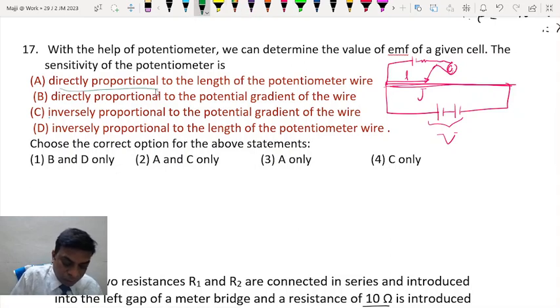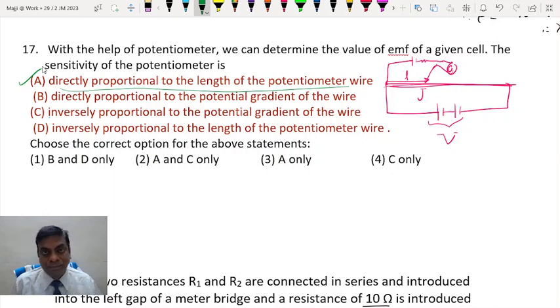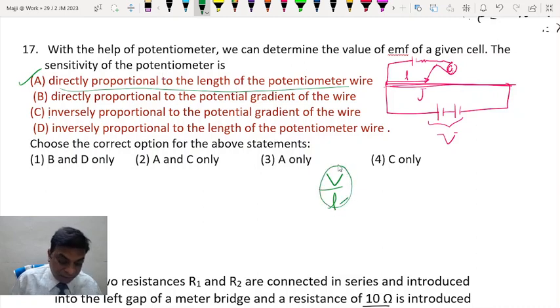Sensitivity is directly proportional to the potentiometer wire length. Is correct. Then the second thing is that it's directly proportional to potential gradient. Now if you talk of potential gradient, then potential gradient is the fall in potential per unit length. So if length is more, potential gradient should be less. So E is wrong. So automatically C will be correct.